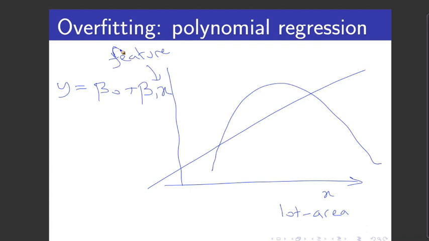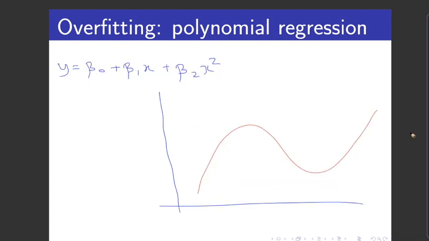So imagine we have lot area. If we took lot area squared, that would also be a feature. Let's add lot area squared into our model. We have now engineered a new feature. What kind of model can we now fit? Well, of course, you remember that the graph of x squared looks something like this. So the graph of minus x squared looks something like this.